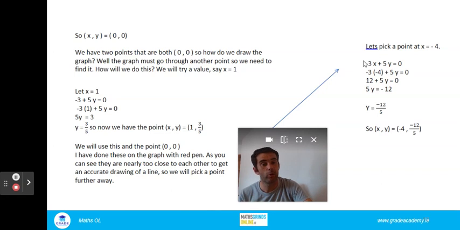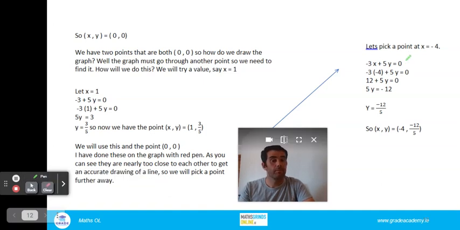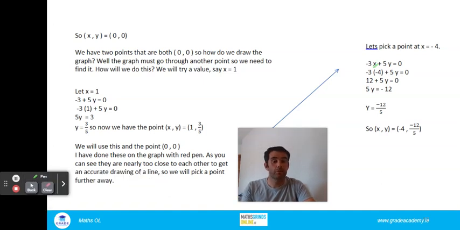Following the blue arrow up here, I'm just going to pick a different point at x equals, for example, minus 4. Again, subbing in, so for x is equal to minus 4, I could have picked a y value, guys. It didn't matter. So subbing in then, x equals minus 4. That's going to give us 12 plus 5y equals 0. 5y equals minus 12. y is equal to minus 12/5. So we now have a new point, our x, y coordinate, minus 4, minus 12/5.